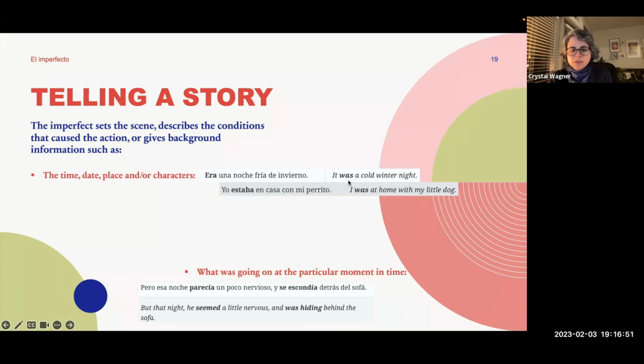So here is the translation for this, so you can reference it, okay? This gives me the time, date, place, and or characters. All of this would be in the imperfect tense. It could also be, eran las 10 de la noche. It was 10 p.m., right? Estábamos en Madrid. We were in Madrid. All of that would be the imperfect tense, right? Perrito right here, the little dog.